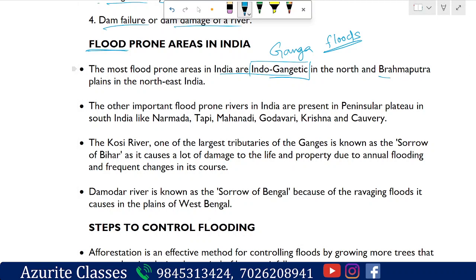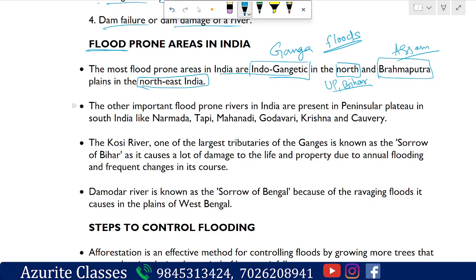And also the Brahmaputra is there. The Brahmaputra river also floods in northeast India. The Brahmaputra flows through Assam, right? In the Ganga plain, it floods mainly the UP Bihar region. Okay, understand? Good.